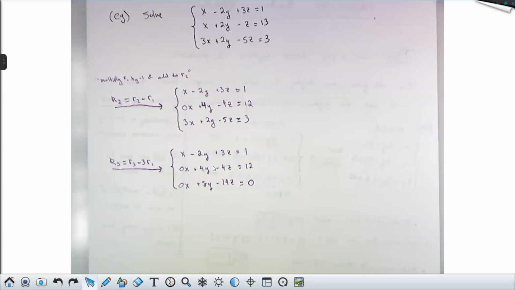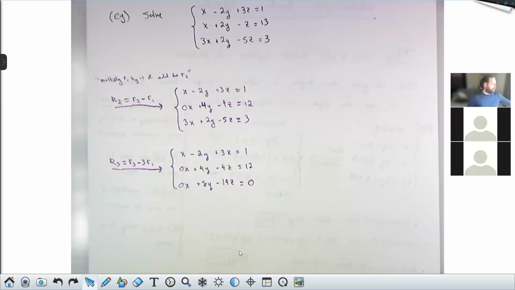So I've got the zeros here that I wanted. The only other thing I need is a 0 here. Can anybody suggest a row operation to make this 0? I see two possible options. I'm just curious what you guys see.